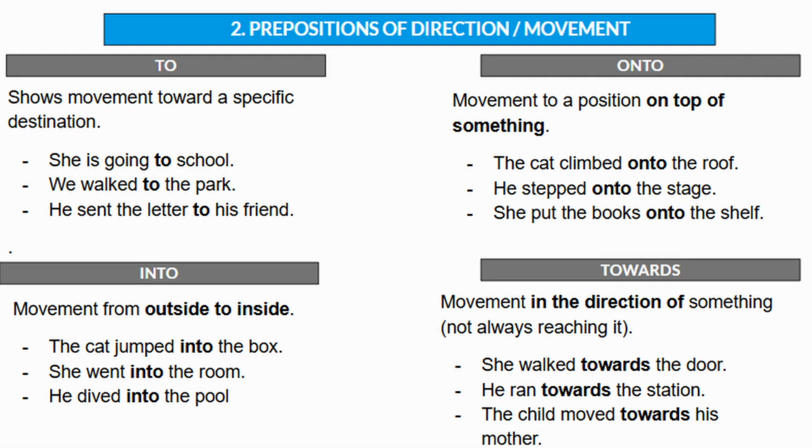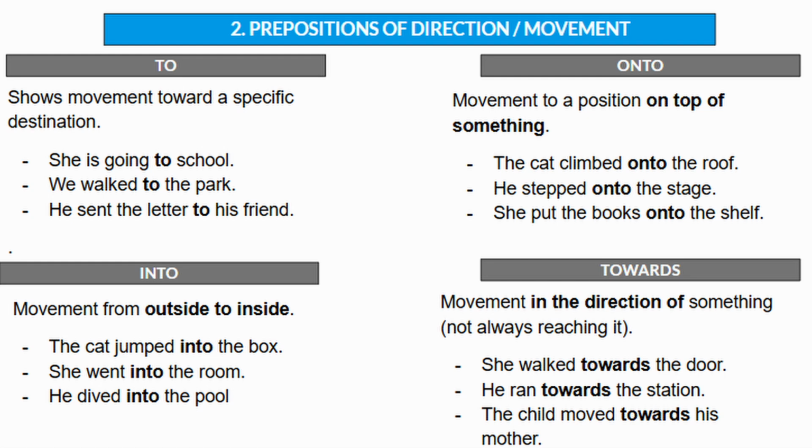He ran towards the station. That is the direction that he was taking. It doesn't mean that he reached the station, but that is the way that he took. The child moved towards his mother. Thank you. These are prepositions of direction.